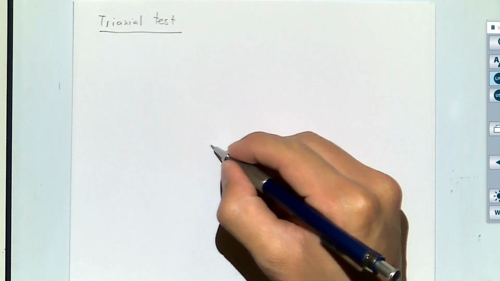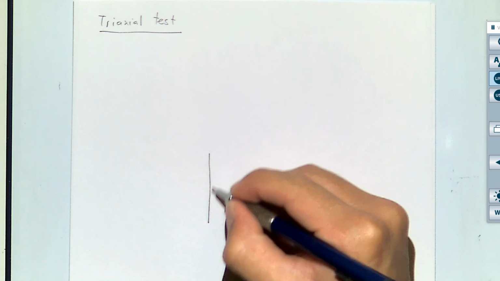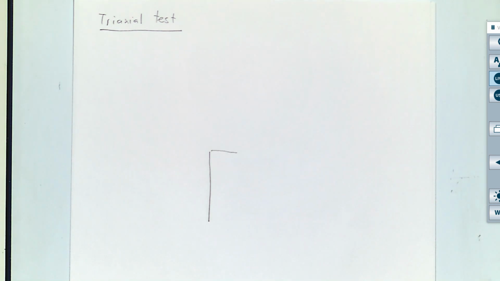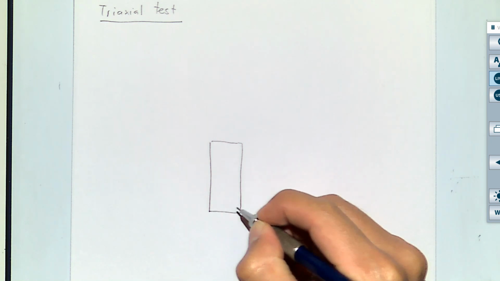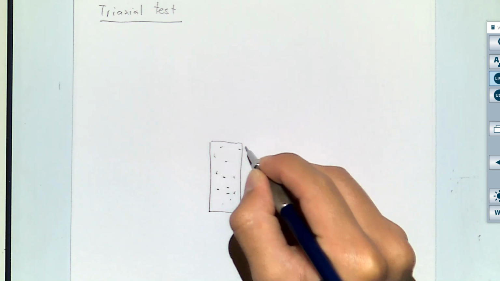So, you're going to need a lot of space to do this, okay? I'm going to need an entire page. We get a rock sample.